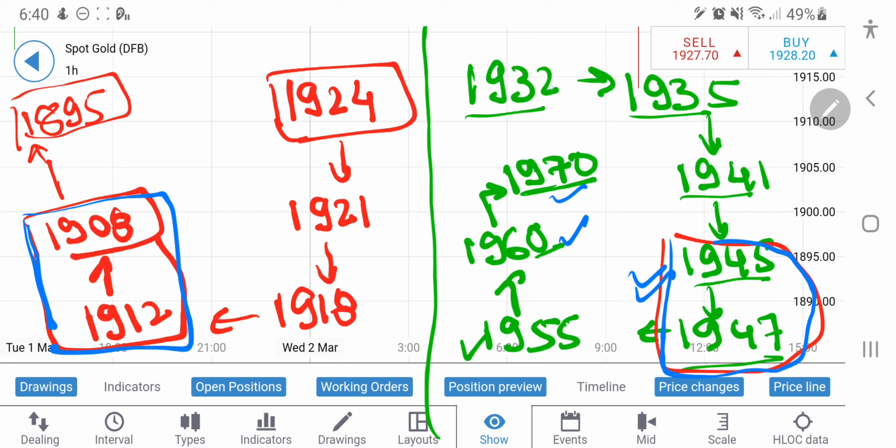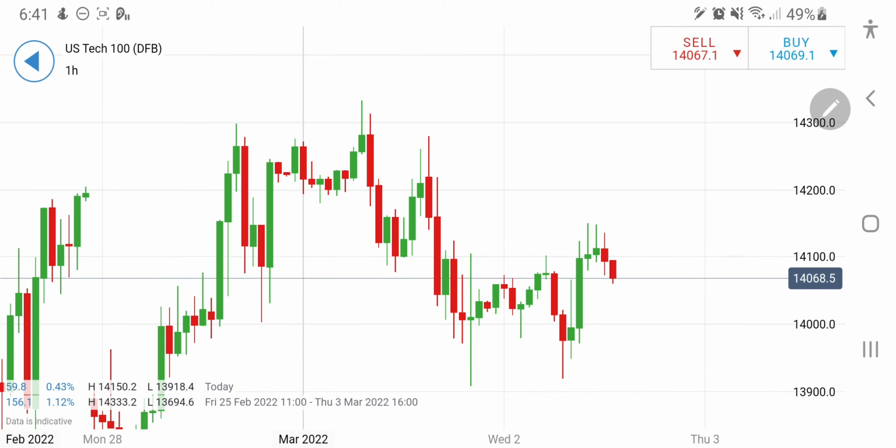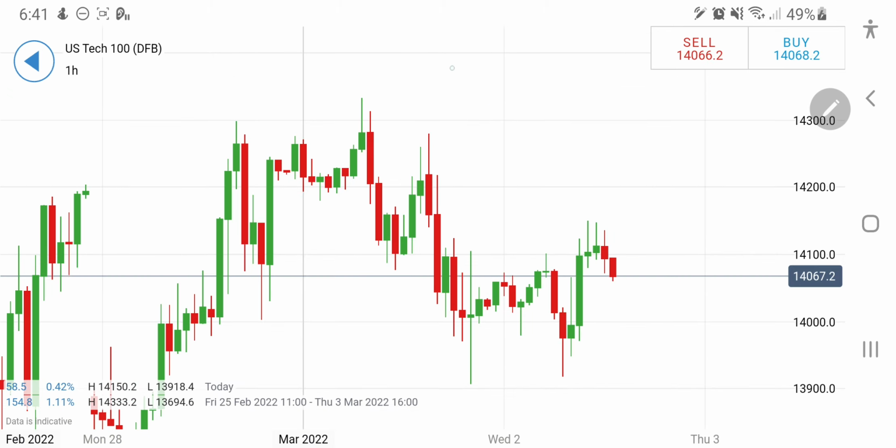Now let's move towards US100. Now this is the hourly chart for US100. On the hourly charts, a couple of observations to make here. Let me show you. So this is the channel in which it is trading right now.